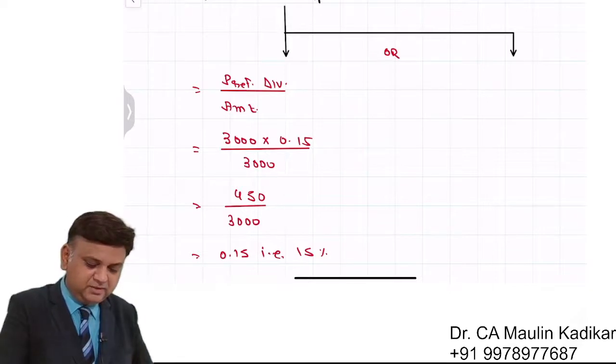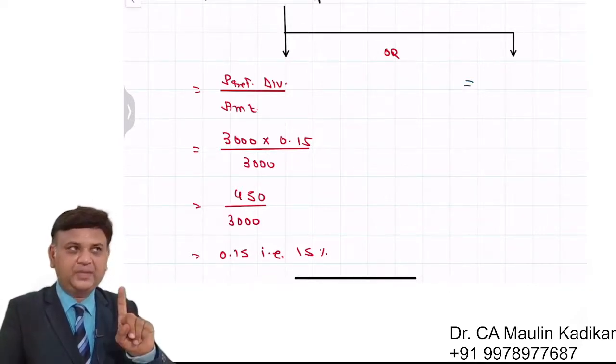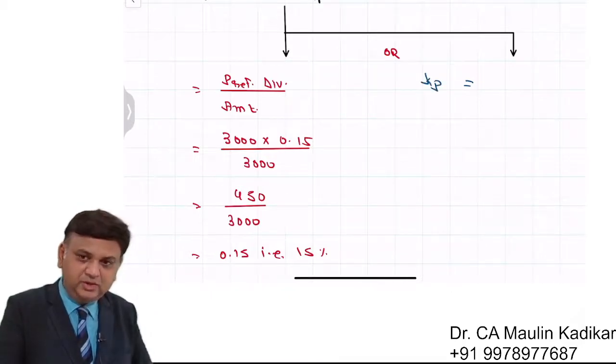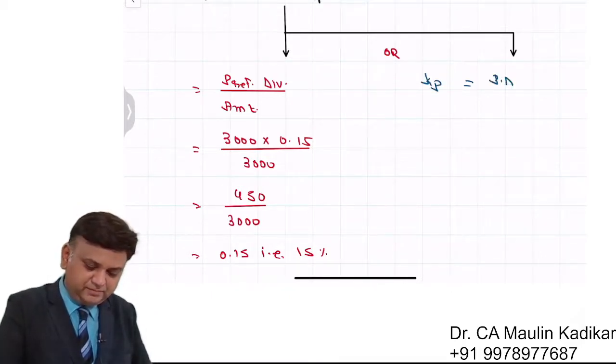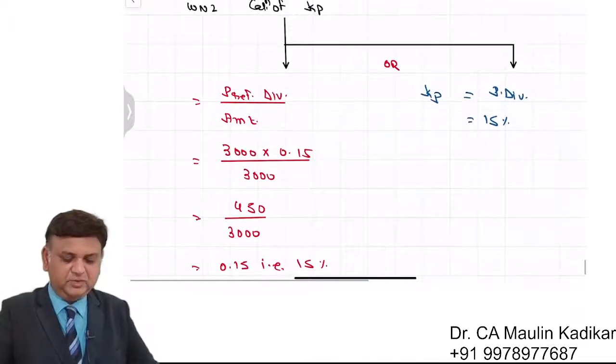Or once again, since both conditions are satisfied, one, there is no premium or discount on issue, and second, there is no flotation cost, we can say that the KP is equal to the preference dividend rate itself. That is 15% in this example. Right, the answer?